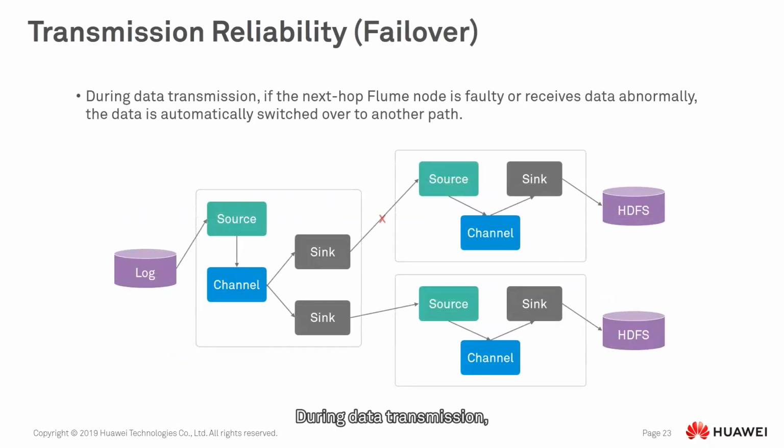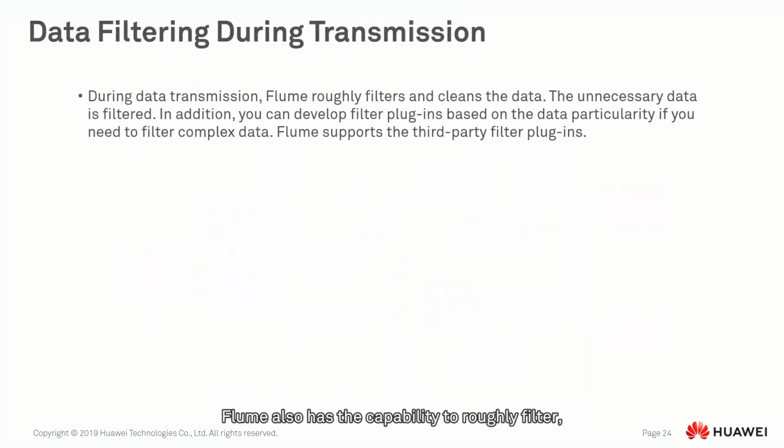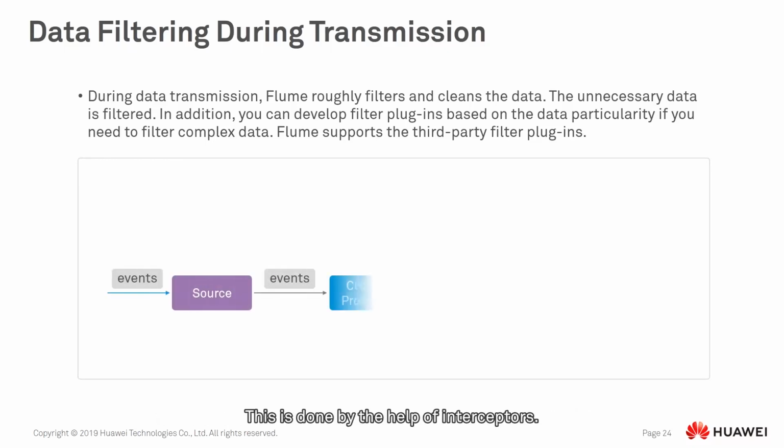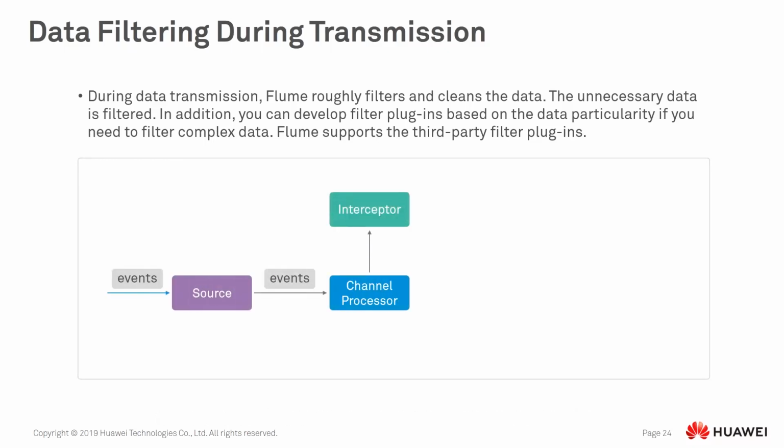During data transmission, if the next hop Flume node is faulty or receives data abnormally, the data will be automatically switched over to another path. Flume also has the capability to roughly filter, clean, or even drop unnecessary data during data transmission. This is done with the help of interceptors.